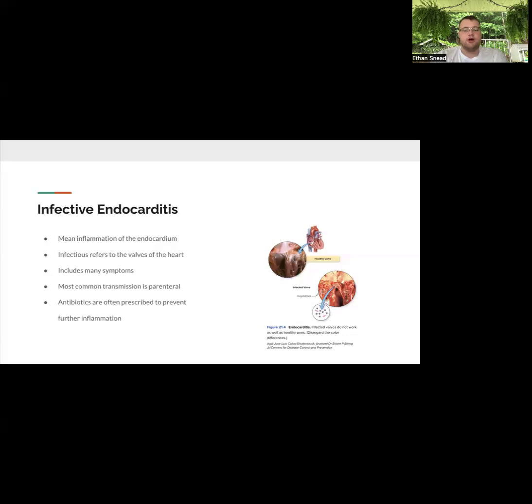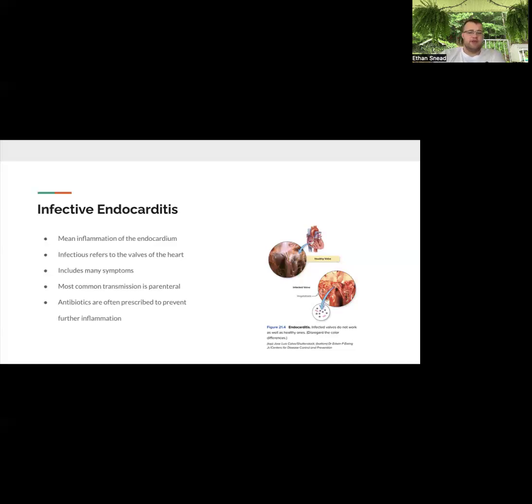The most common transmission of this infection is parenteral. So this would be direct entrance into the body, such as through different types of drugs. Drug users often get this, and they're at a significantly higher risk of getting it than normal everyday people are.